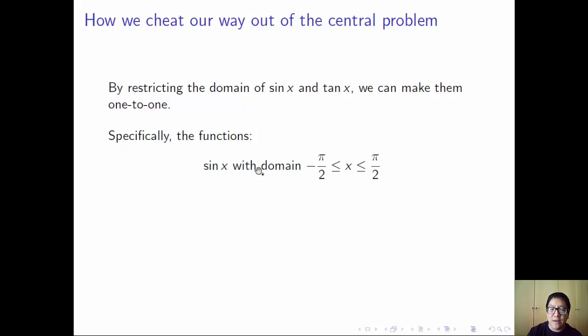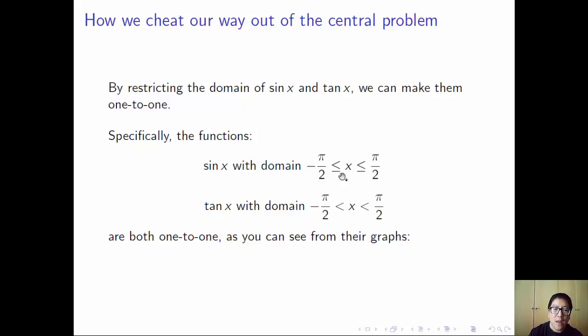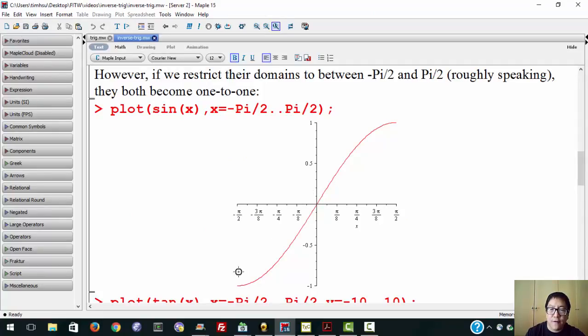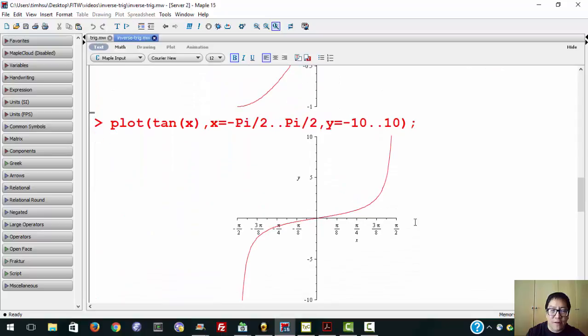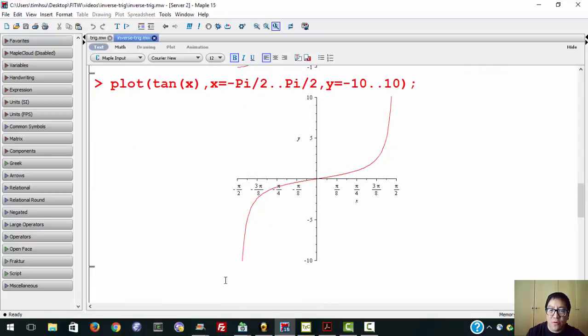The functions sine x with domain minus pi over 2 less than or equal to x less than or equal to pi over 2, and tan x with domain minus pi over 2 less than x less than pi over 2. And here we exclude plus or minus pi over 2 because the tangent of those angles is undefined. Anyway, those functions are both one-to-one, as you can see from the graphs. So here's the graph of sine between minus pi over 2 and plus pi over 2. As you can just see, this is one-to-one because any horizontal line will cross this graph at most once. And similarly, if I look at the tangent of x between minus pi over 2 and plus pi over 2, again, any horizontal line will cross this graph at most once.